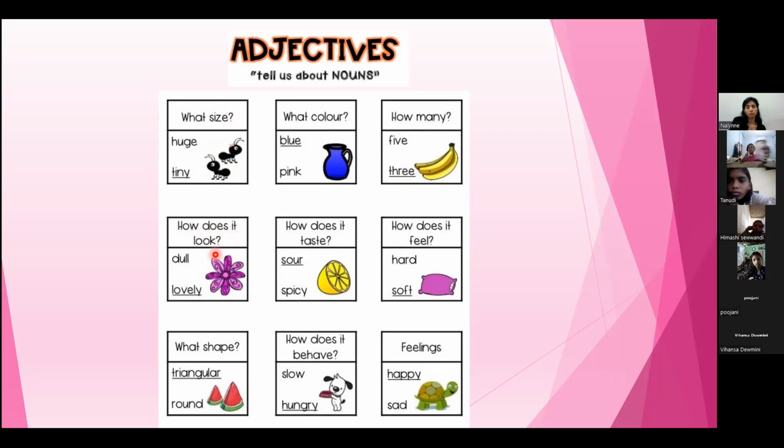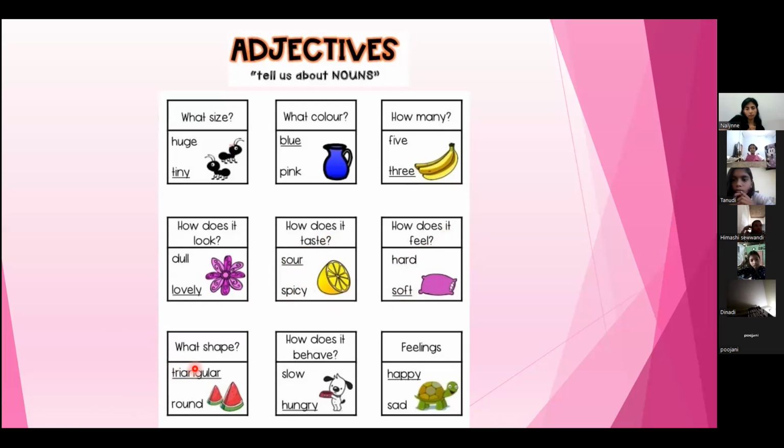How does it look? Okay, here we have a flower. It says lovely. So again, this is a descriptive word. It's an adjective. It helps us to understand about the flower that we are talking about. How does it taste? Lemon, right? And you know lemon is sour. Okay, so you're again giving me more information about the noun. How does it feel? Hard or soft? So here we are talking about pillow. You know it is soft.